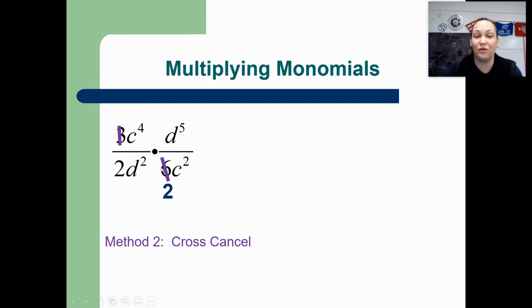and then 6 divided by 3 is 2. Notice that I put the 2 down here right next to the 6. 3 divided by 3 is 1. I don't need to write down a 1. Ones can be invisible.